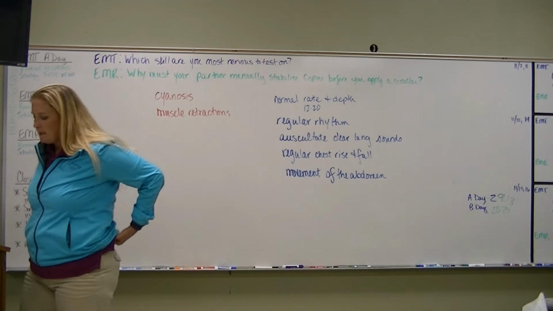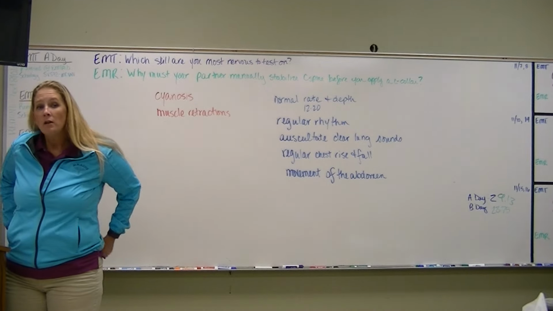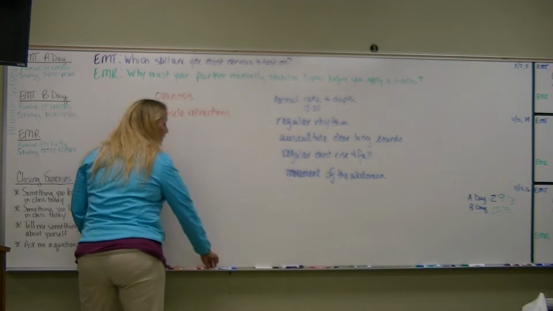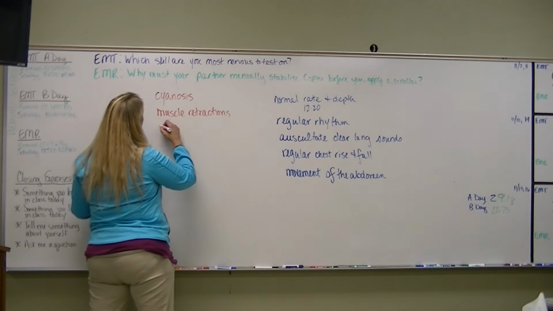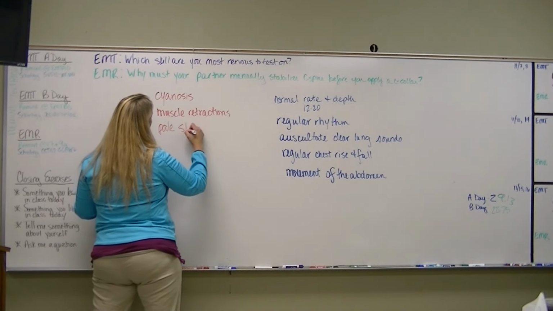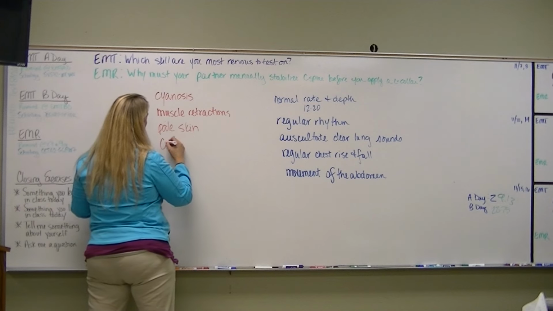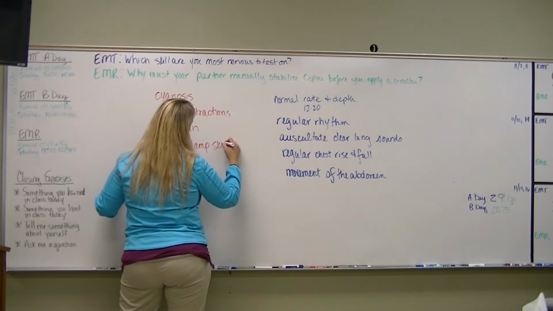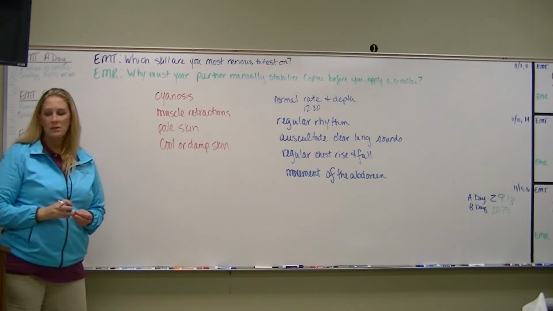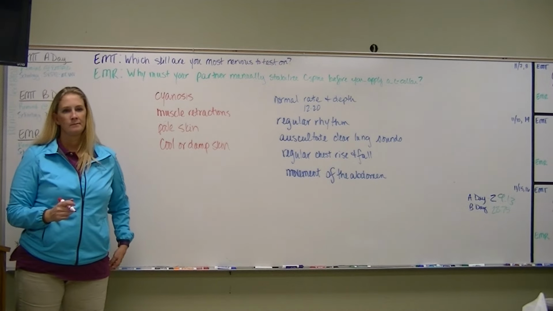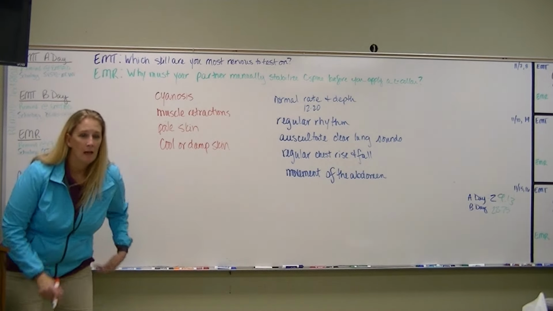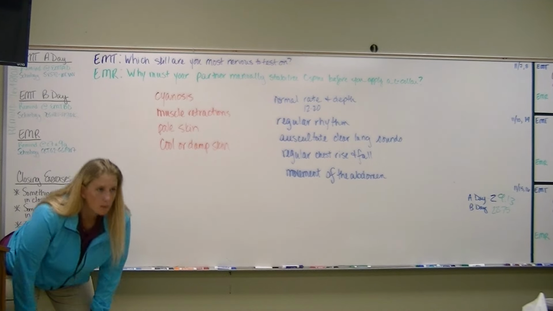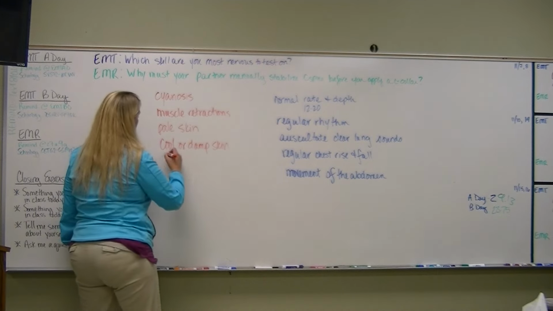What else might we see? Pale skin. They could be pale, yeah. What else? Cool or damp skin. What else? Tripod position. What's the tripod position? Like your hands on your knees, bent over. Yeah, you're breathing really hard because you're working so hard to breathe. We have a tripod position.